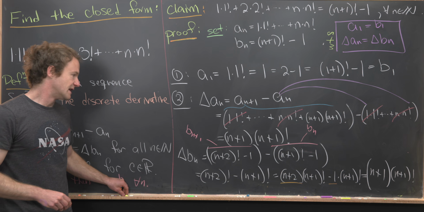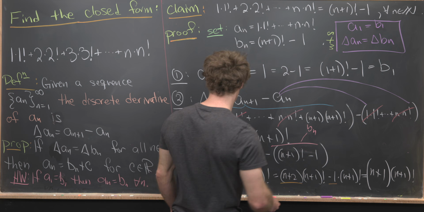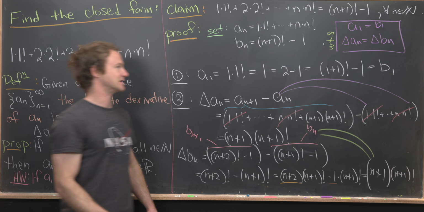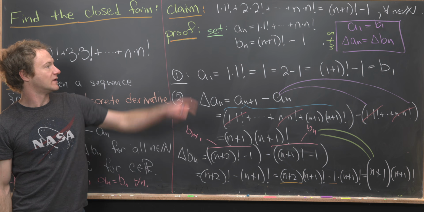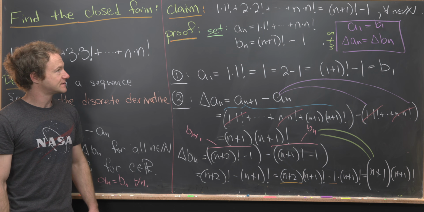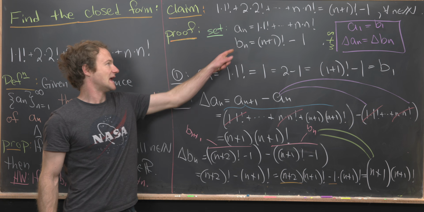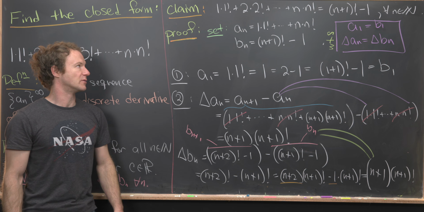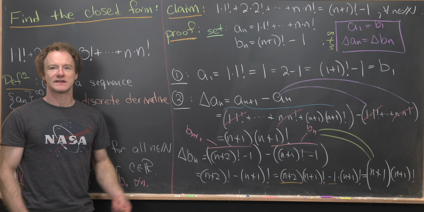But notice that that is exactly what we got up here for delta a sub n. So we've proven both of the things in that purple box. Proving both of those things tells us that a_n is equal to b_n, which finishes the proof of the closed form of this object. And that's a good place to stop.